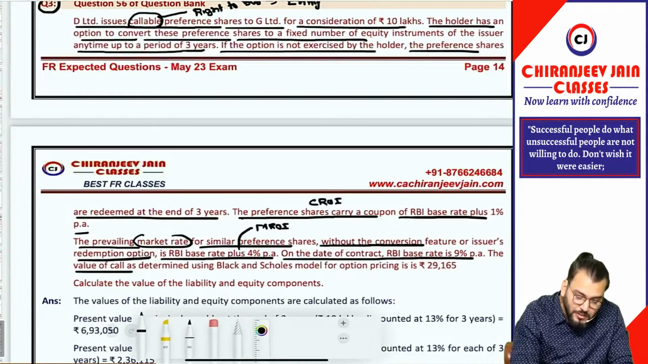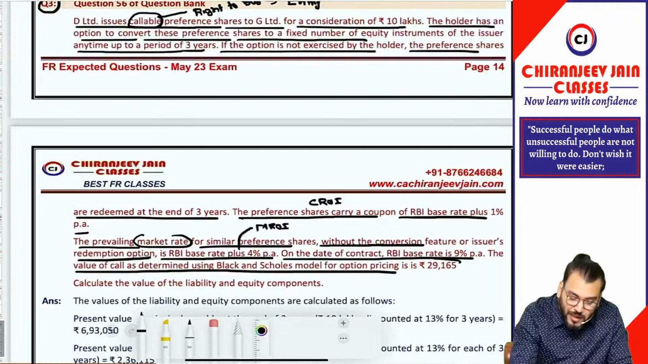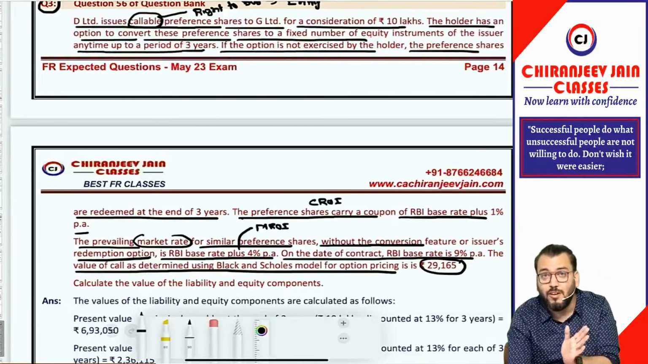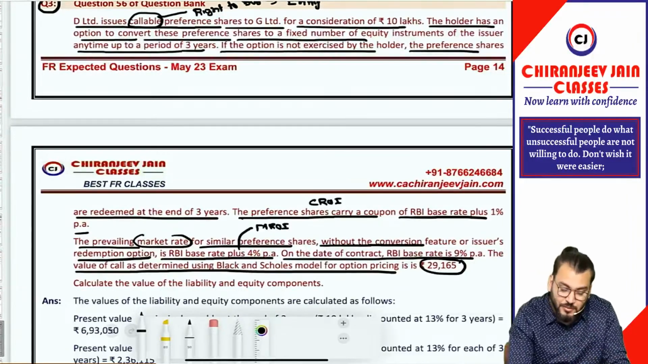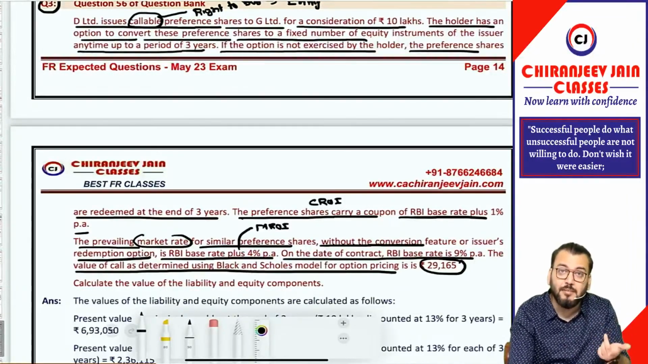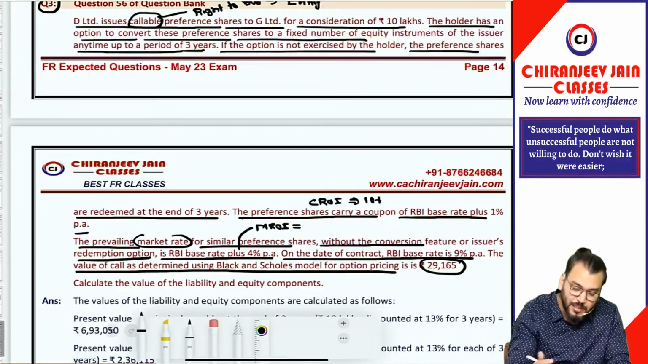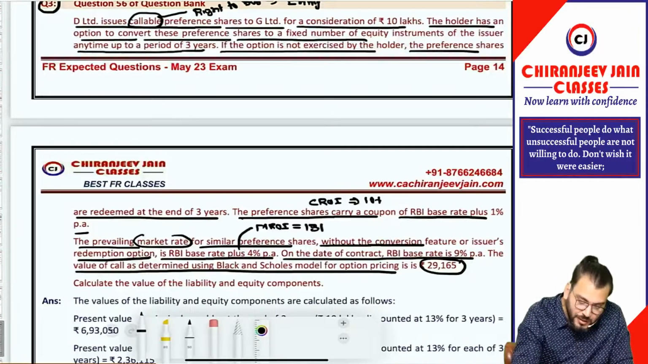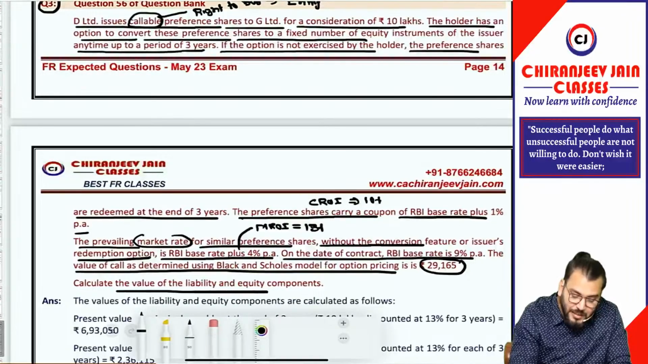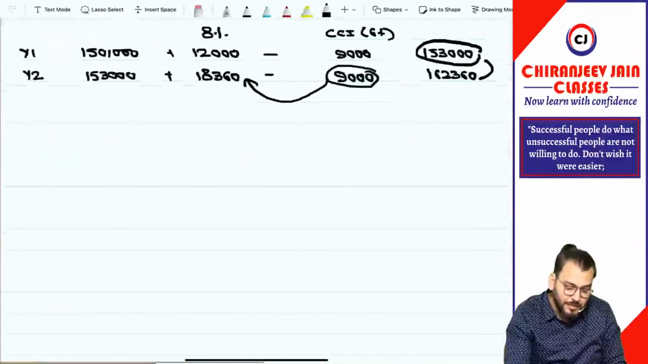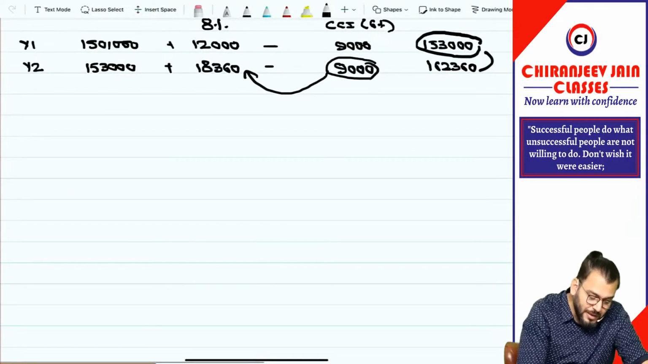The value of call is determined using the Black and Scholes model for option pricing, that is 29165. So what they have given is the fair value of call option on contract date only. Correct? And they have given RBI base rate 9%. One thing is clear, that the contractual rate of interest will be 10% and the market rate of interest will be 9% plus 4%, that is 13%. Correct? Calculate the value of liability and equity component. This is given. We just try to understand what happened in this contract.